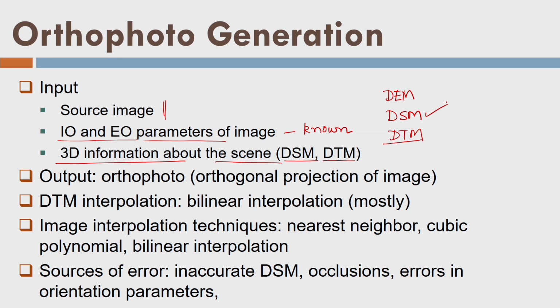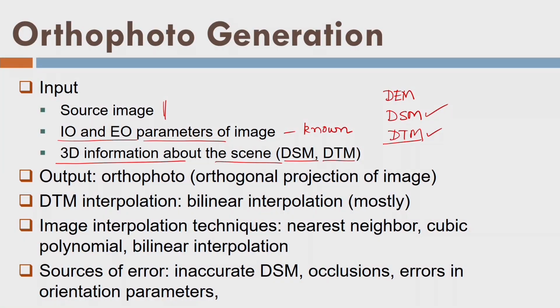But in case of very large scale areas, maybe an upcoming town where buildings are not there, I would like to remove the trees and I would like to use the DTM. For a mega flood modeling, I would like to use DTM and not the DSM, because I would like to know what is the behavior of the terrain with respect to the water flow in flood.